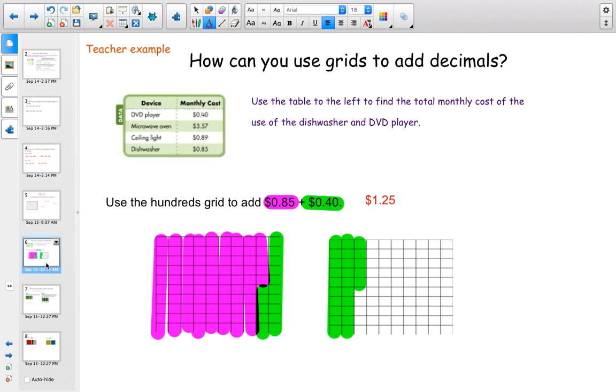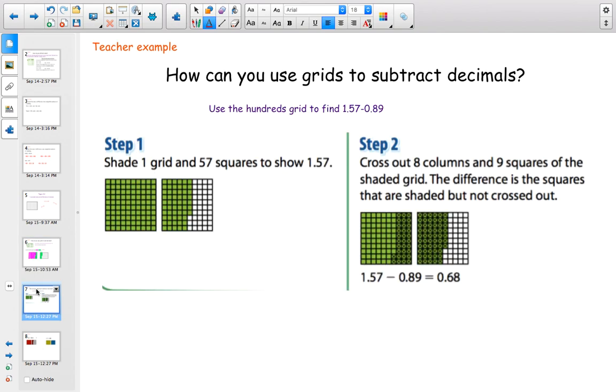For today's practice, most of your hundreds grids will be filled out for you. They're just going to be there to show you a model for how to add and subtract. So let's go on to another example that we can do together. How can you use number grids to subtract decimals?